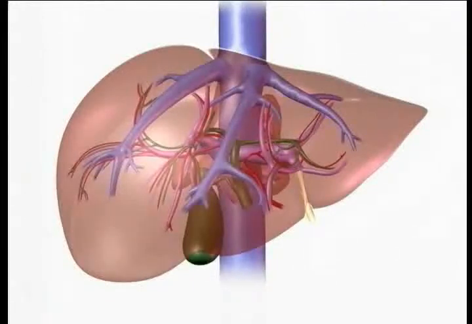The upper surface is boldly convex, molded to the diaphragm, and the surface projection on the anterior body wall extends up to the fourth intercostal space on the right and the fifth space on the left. The convexity of the upper surface slopes down to a posterior surface, which is triangular in outline.